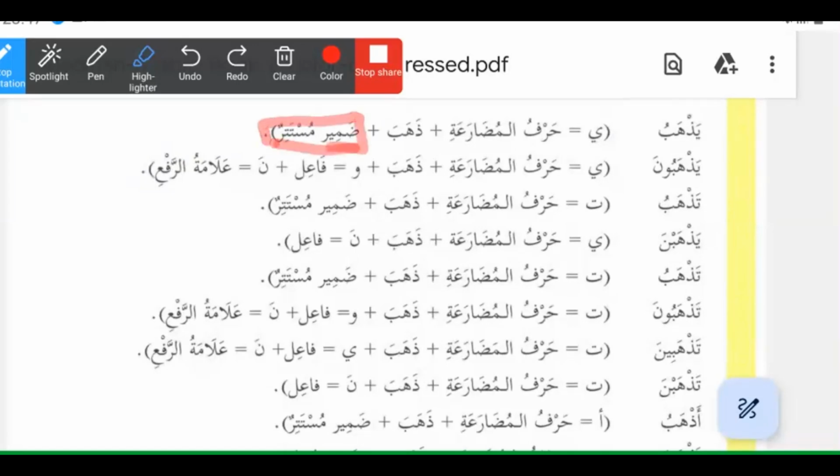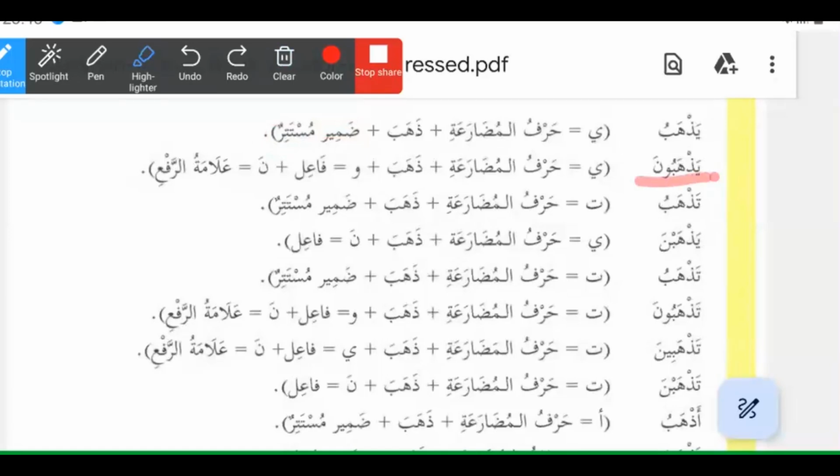Zamir mustatir means the pronoun is hidden. It is here as huwa. Like I will say Hamidun zahaba. Hamidun yazhabu. Hamid goes. If I say yazhabu, it means I'm talking about Hamid, but I am not mentioning him. That's why I say huwa yazhabu. So zamir mustatir means that the zamir is not mentioned here.